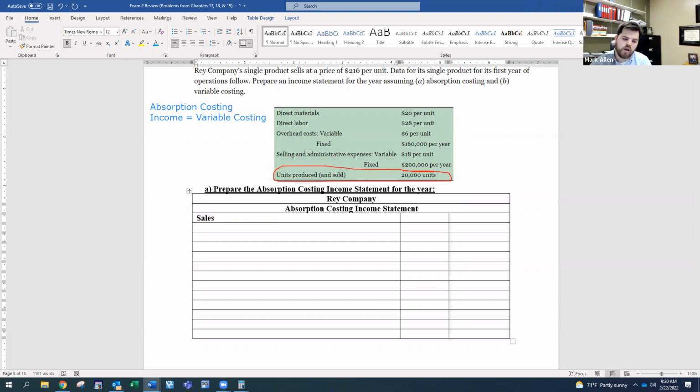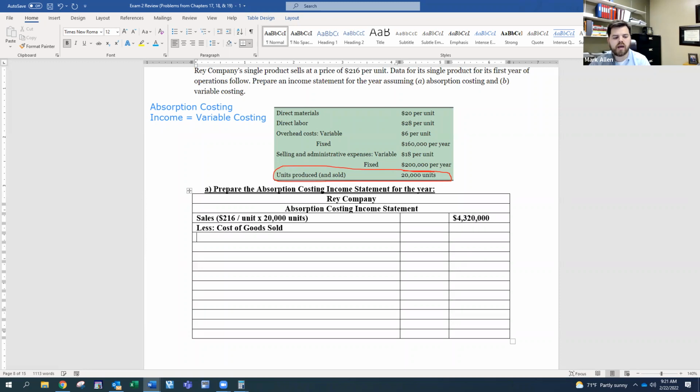So in this case, we have Ray Company. We're going to start with the absorption costing income statement because that's what they asked us to prepare first. They tell us we sell a single product at a price of $216 per unit. Data for the single product first year of operations is below. So we know we sell this at $216 per unit, and we sell 20,000 units. $216 per unit times 20,000 units. That's $4,320,000.